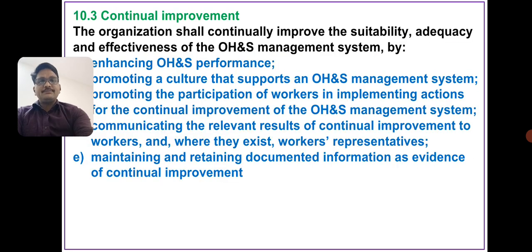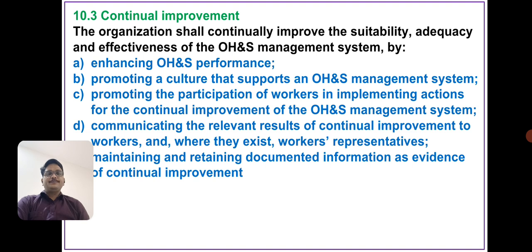Now, next subclass is continual improvement. For this, the organization shall continually improve the suitability, adequacy and effectiveness of the OHS management system by enhancing OHS performance, promoting culture that supports OHS management system and promoting the participation of worker in implementing action for continuous improvement of OHS management system.